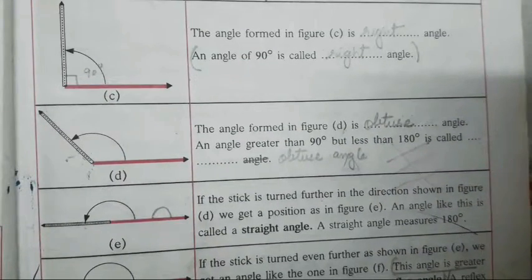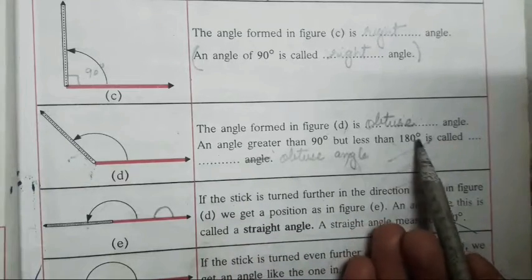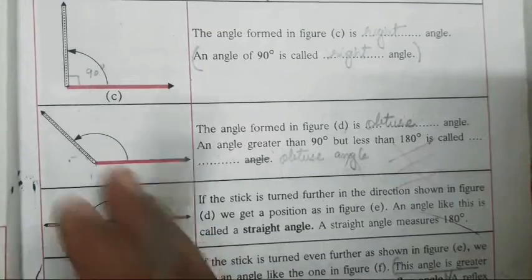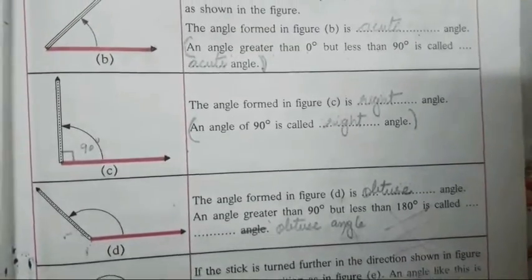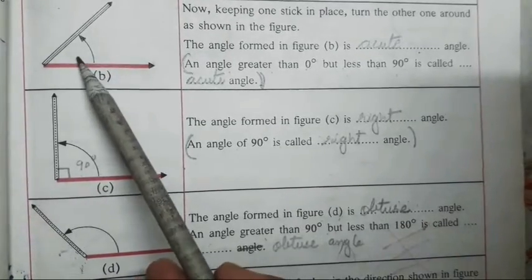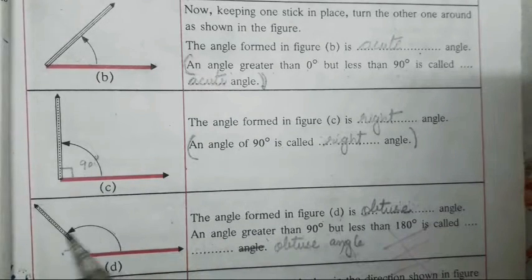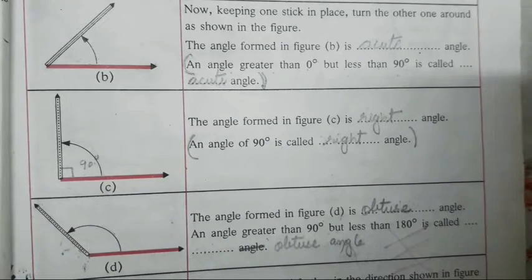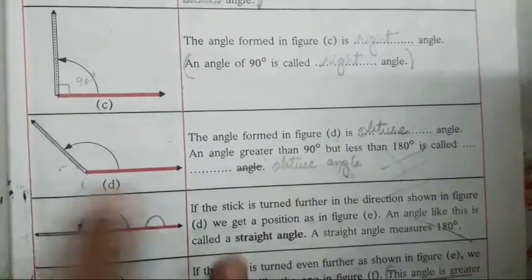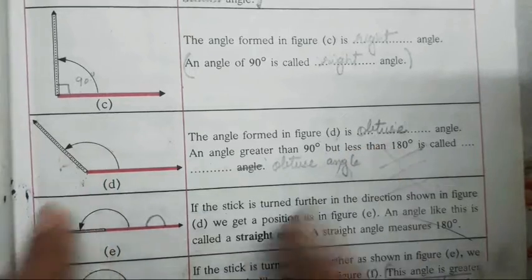Now, obtuse angle. The angle greater than 90-degree but less than 180 is called an obtuse angle. See, 90-degree is this, isn't it? These three angles you all have to learn by heart along with the statement. 90 से छोटा acute angle, 90-degree, and 90 से बड़ा, it is going to be an obtuse angle. So what is the statement? The angle greater than, मतलब 90 से बड़ा, but less than 180.